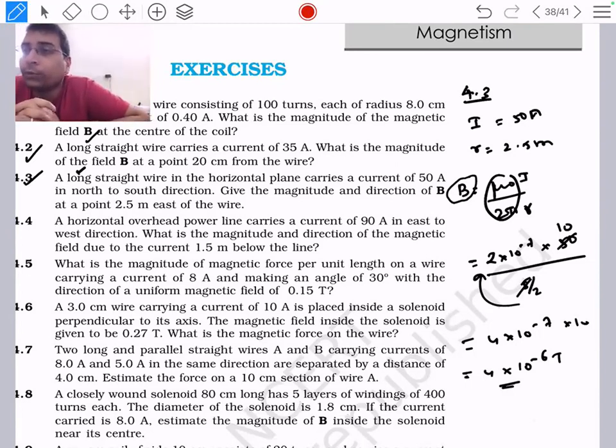Next, 4.4. There is a horizontal overhead power line which carries a current of 90 ampere in the east to west direction. What is the magnitude and direction of magnetic field due to a current 1.5 meter below the line? So the current is in this direction. There is a point 1.5 meter just below this line. They're asking what is the magnitude and direction. See, magnitude, I hope everybody can handle it, but I'm concerned about direction. Do it and tell me.